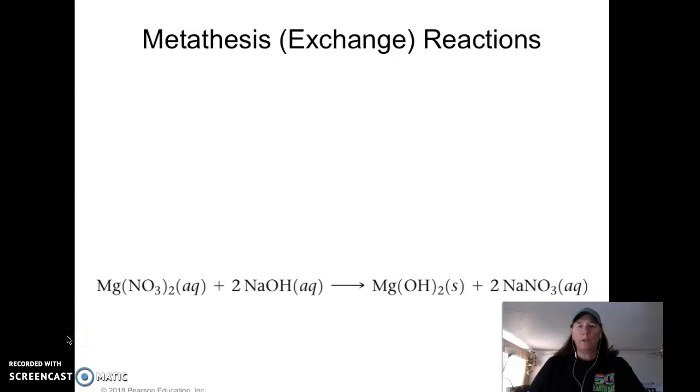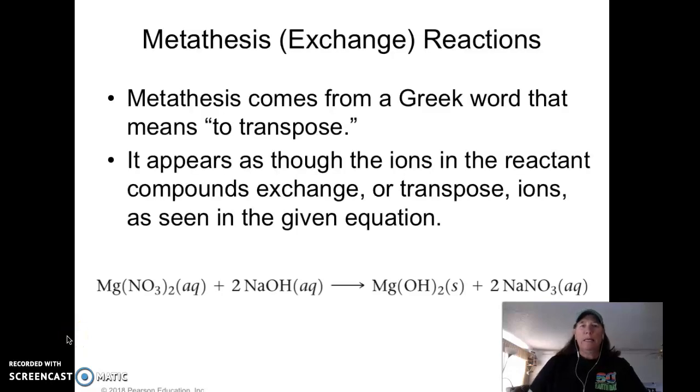Right, the next part of this chapter that we're going to talk about is exchange reactions, and that's really what we're doing with the double exchange, where you've got two compounds and they exchange partners. Another name for it is ionic, double replacement, double displacement, and they also have one called metathesis. It's an exchange reaction, and it just comes from the word to transpose.